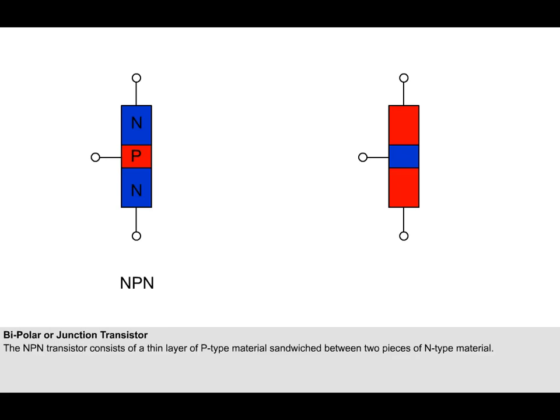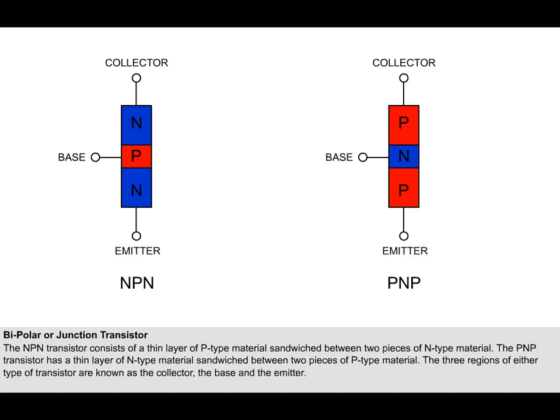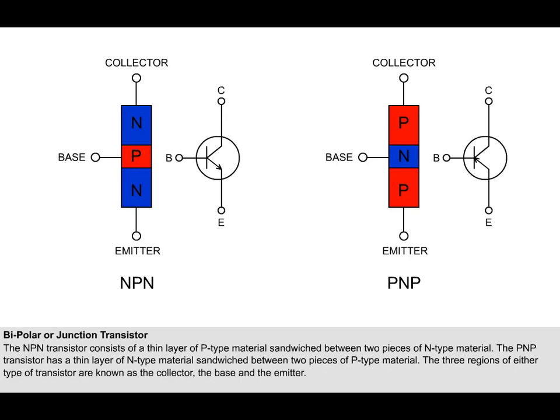The NPN transistor consists of a thin layer of P-type material sandwiched between two pieces of N-type material, whilst the PNP transistor has a thin layer of N-type material sandwiched between two pieces of P-type material. The three regions of either type of transistor are known as the collector, the base, and the emitter. The circuit symbol for each transistor is shown here.